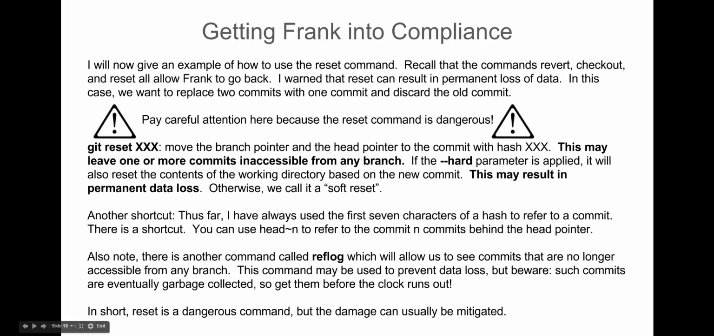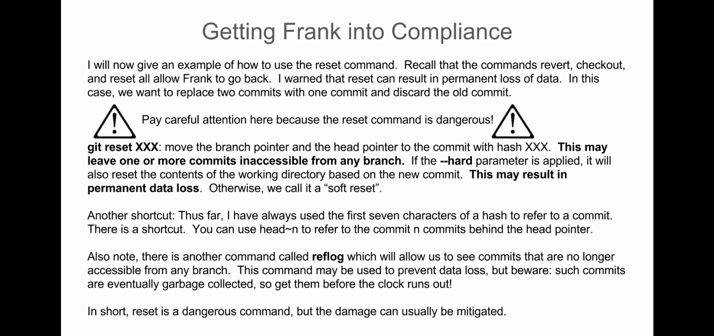So the basic use of git reset is to move the branch pointer and the head pointer to the commit that you specify. And the point here is this can leave one or more commits inaccessible from any branch. They can be disconnected from the graph once you move that branch pointer back. And you can optionally reset the contents of your working directory to the contents of the new commit that you move the pointer to by using the hard parameter. We call that a hard reset. Otherwise, it's called a soft reset.